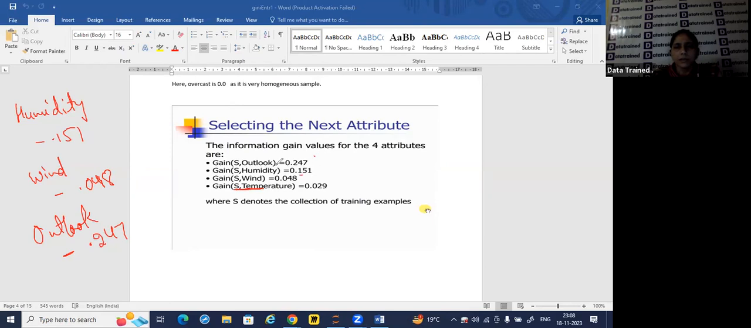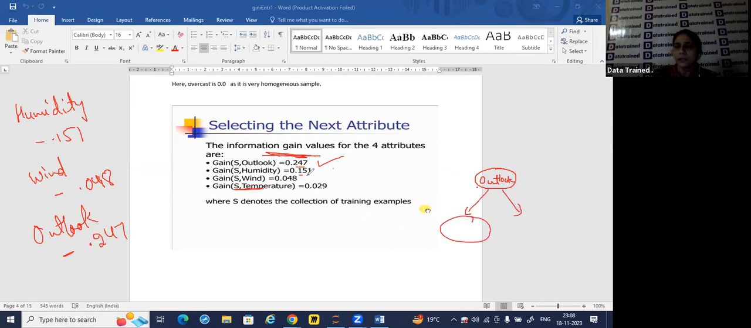See the highest one. Students, see here, the highest one is going with the outlook. The highest information gain is going with the outlook, this 0.247. The column which gives the highest information gain, that is 0.247, that one is outlook. So that will become the root node.